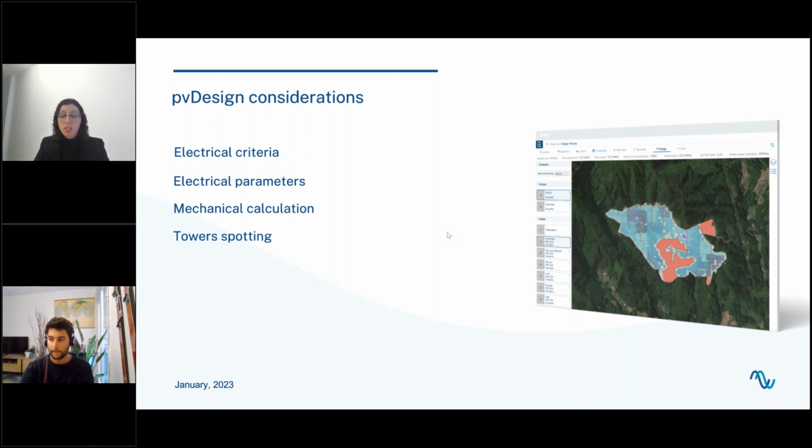So all of these parameters are calculated internally and automatically by the software, while keeping, of course, the design, giving the best solution in the design. Then, of course, we have the mechanical calculation as well.